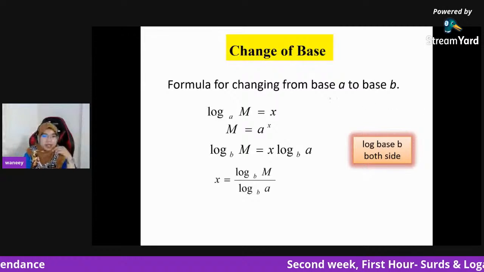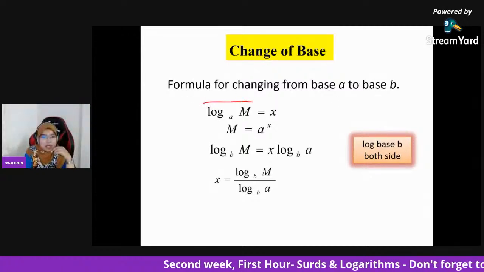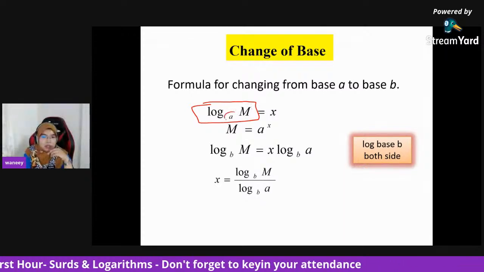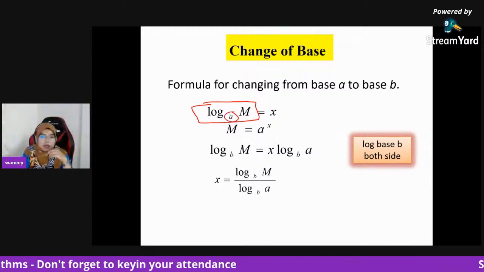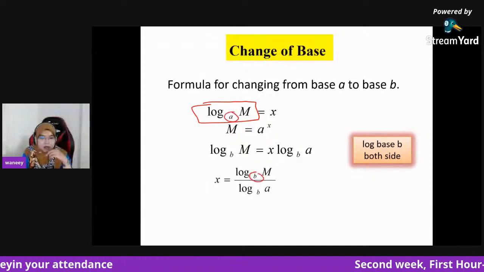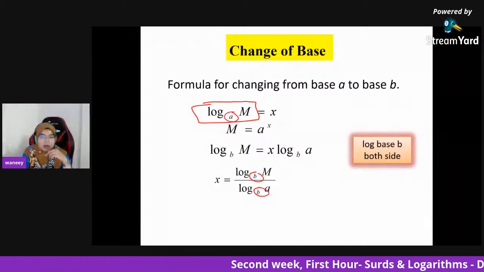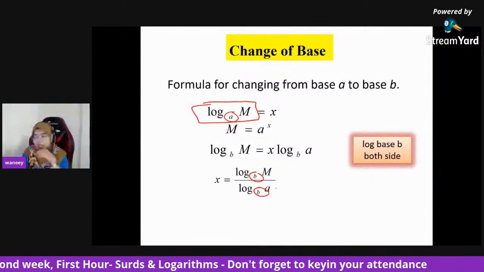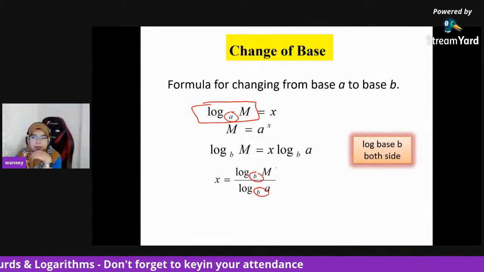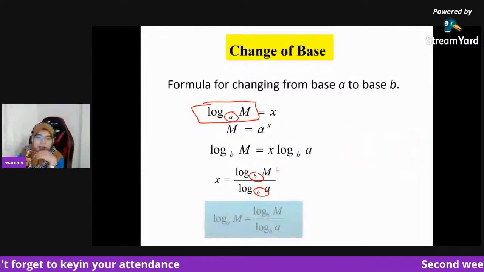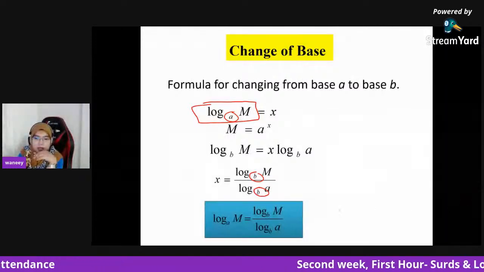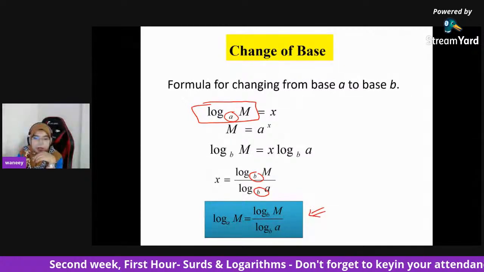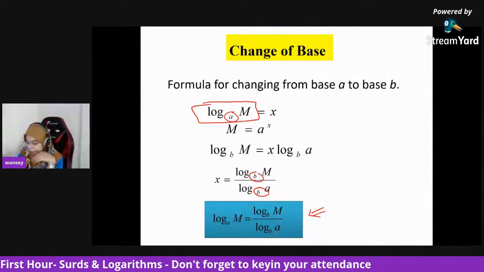So let's say we start from log_a M, and then we change it to a new base, which is called b. Instead of a, we change it to b now. So it will become log to the new base, log_b M over log_b a. These are the things that we should take note of: log_a M is equal to log_b M over log_b a.